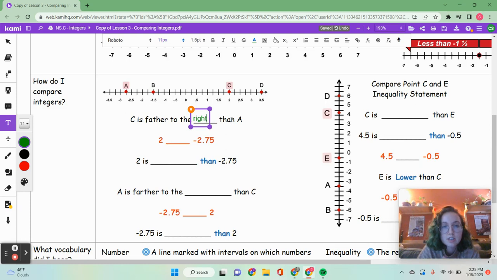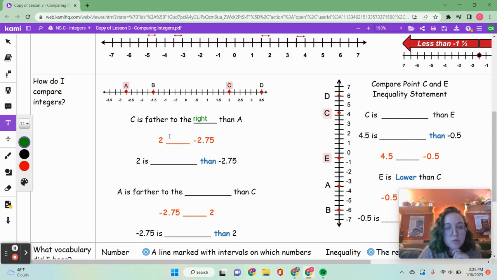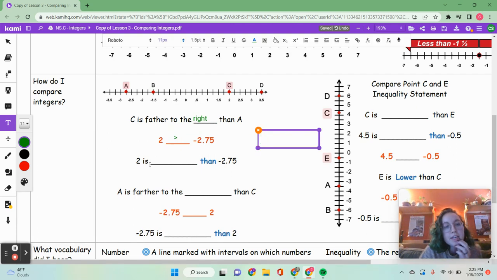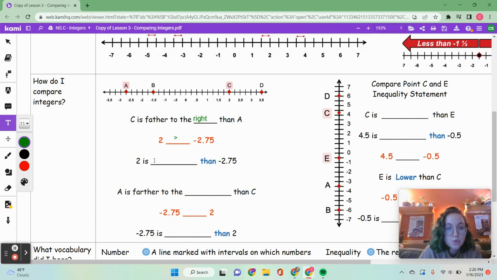So our C represents our 2 here, and our A represents -2.75. So we can use a greater than symbol to show that 2 is greater than -2.75.